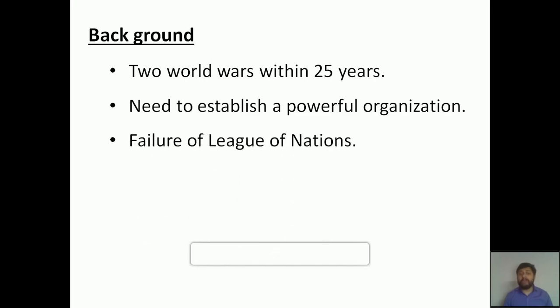And one of the main reasons behind the formation of this organization was the failure of the League of Nations. After the First World War, the powerful nations set up an organization with the title League of Nations, but it was not enough to stop the world from the Second World War. So they realized that there must be a powerful organization which can stop the entire world from a third world war.